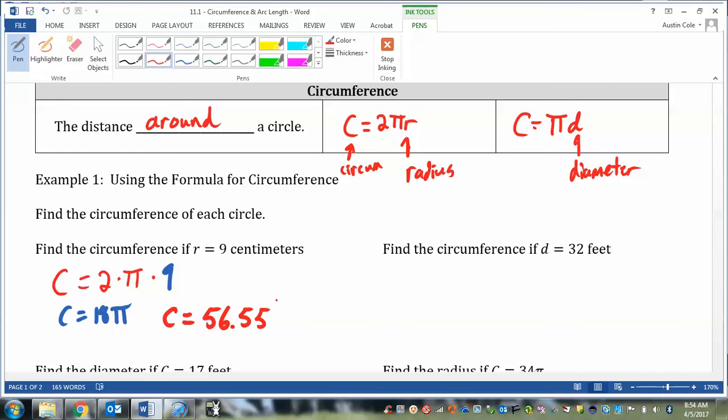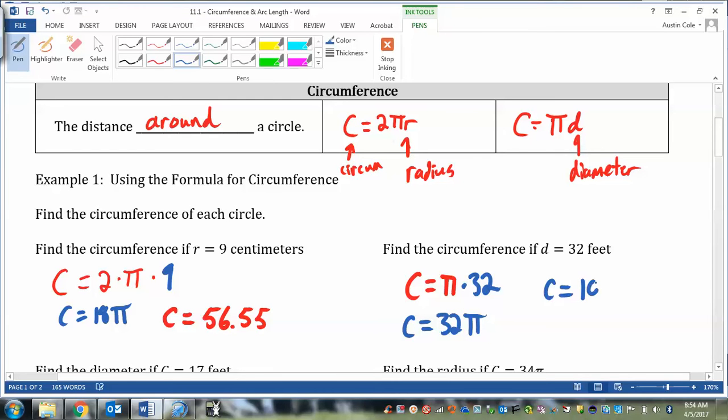On the next one, find the circumference if our diameter is 32 feet. Which formula do you want to use? Second. Okay, so we're going to have C equals pi d. We can substitute in our 32. So our exact answer is going to be 32 pi. It's standard convention to write the number first, then pi. How about approximation? What did you guys get? 100.53.